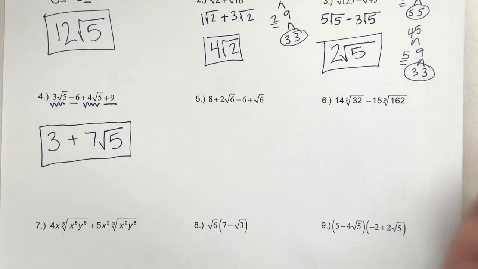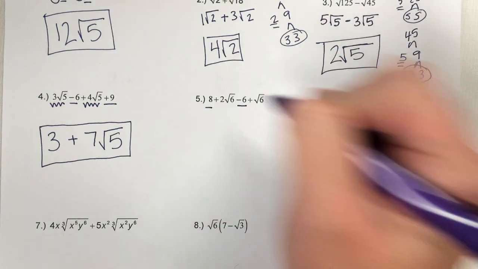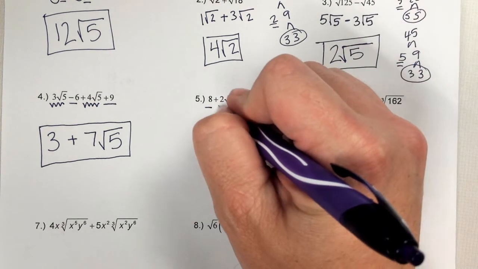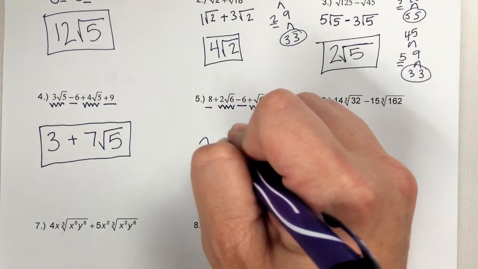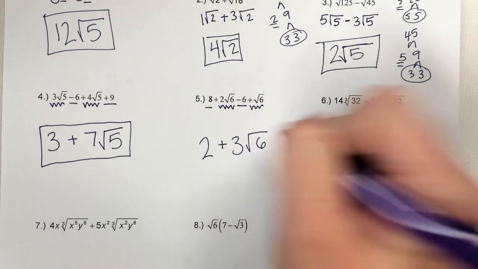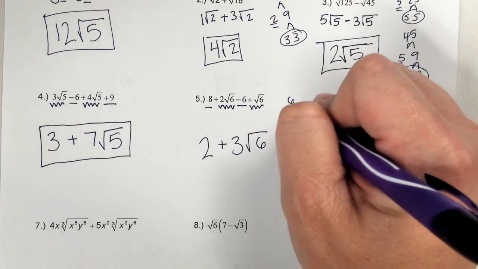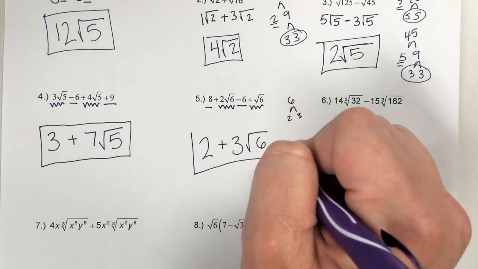Same with number 5. So 8 minus 6 is 2. And 2 square root of 6 plus square root of 6. Well, 2 plus 1 more is a 3 square root of 6. 6 is not prime, but you get 2 and 3. Nothing matches, so that is as simple as it gets.